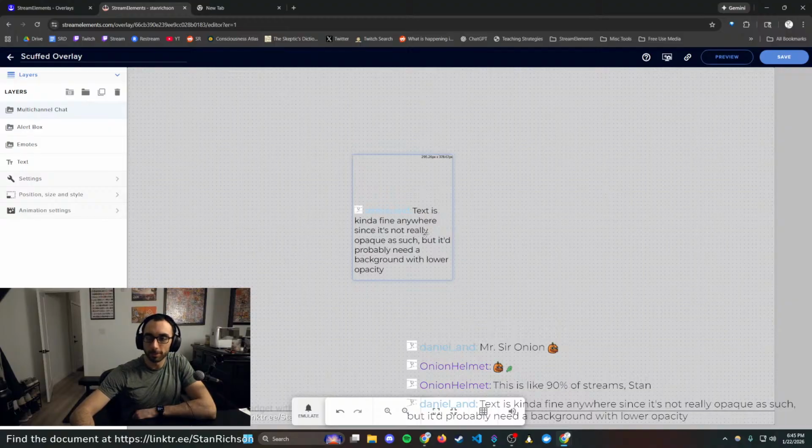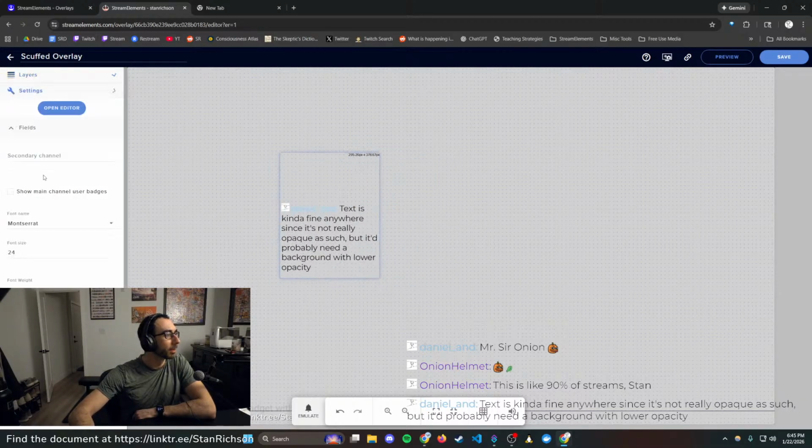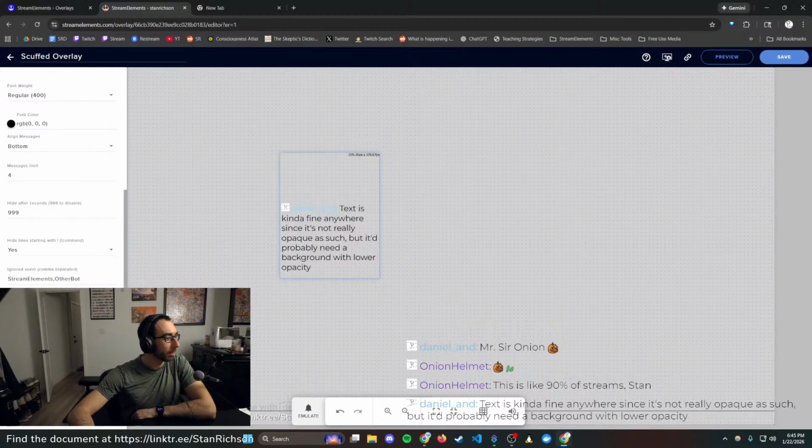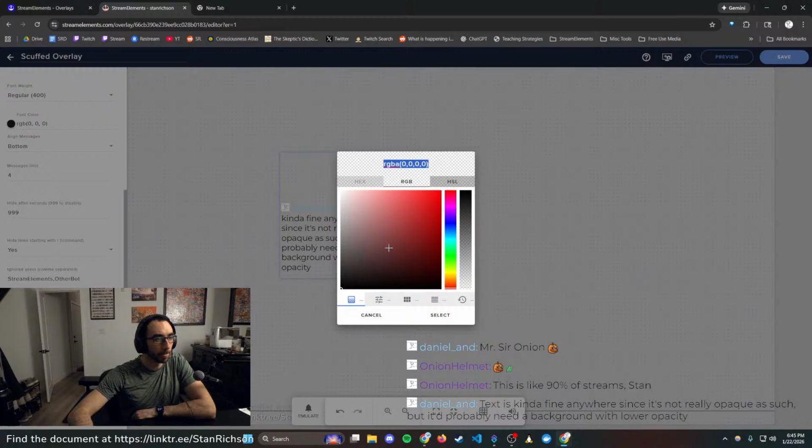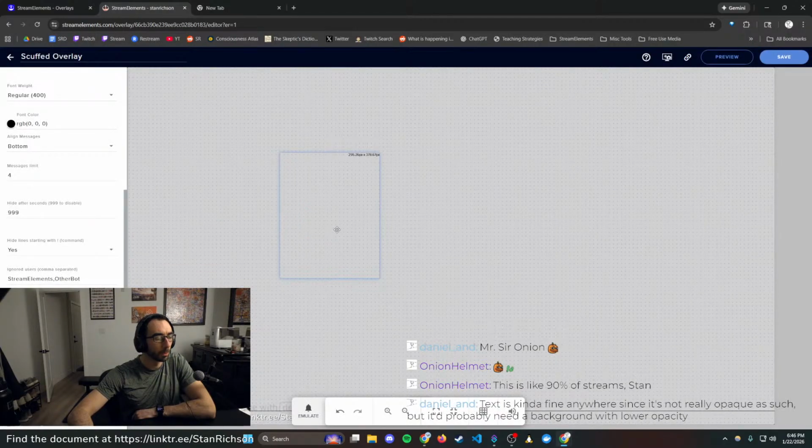Yo, Energy Daunter, what's good? Text is kind of fine anywhere since it's not really opaque as such, but I'd probably need a background with lower opacity. Yeah, we should if we did that. Oh, that's right. We could do this on a white background with low opacity, right? This is less opaque. Okay. Or more opaque. So what does that look like?